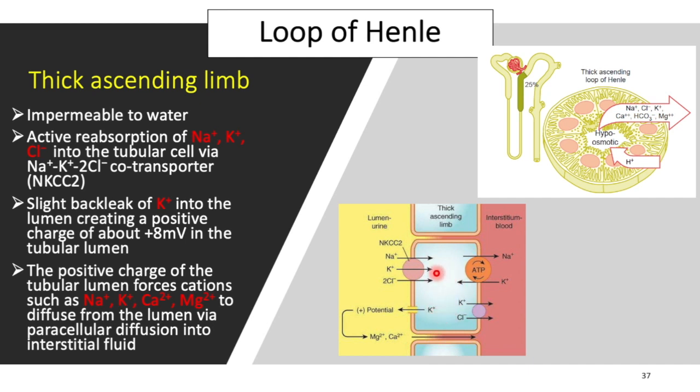Higher potassium in the cell will cause backleak of potassium back into the lumen, causing the tubular fluid to be positively charged. This positive charge of tubular lumen will force or attract cations such as magnesium and calcium to diffuse into the interstitial fluid or into the blood via paracellular diffusion.